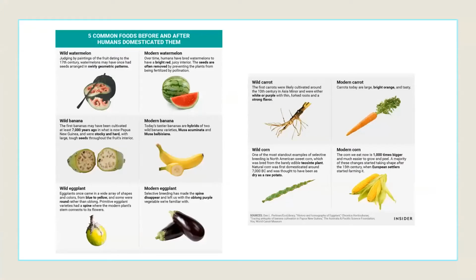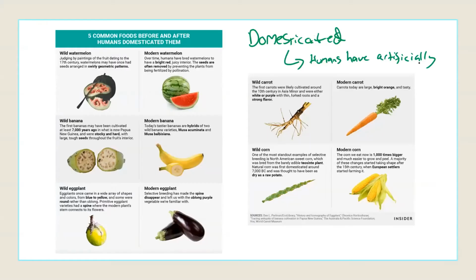I wanted to show you guys this slide because, again, it gives you that idea. On the left are 5 common foods before and after humans domesticated them. Now, domestication is another word that describes when something's domesticated, it means humans have artificially, what's the word, selected them.